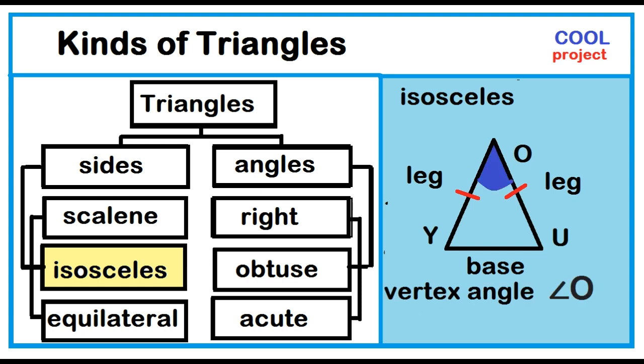The angle opposite the base is the vertex angle. In triangle YOU, the vertex angle is angle O. The angles opposite the legs of an isosceles triangle are the base angles. The base angles of triangle YOU are angle Y and angle U.